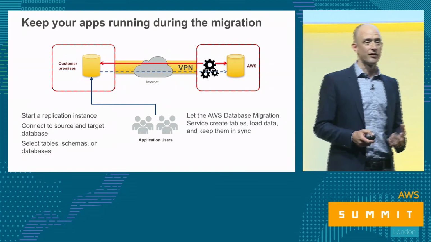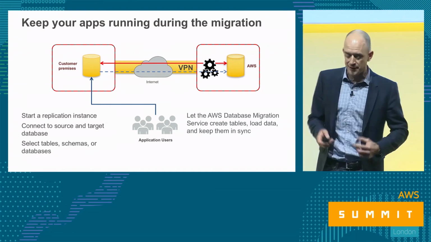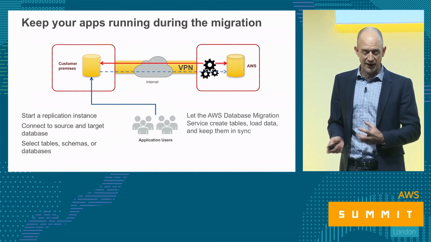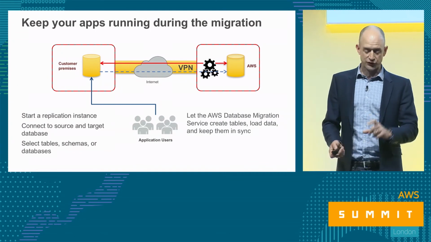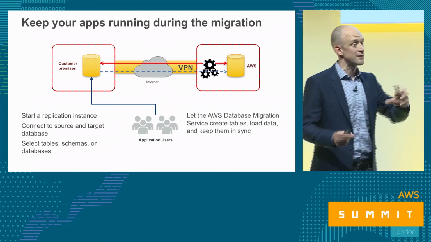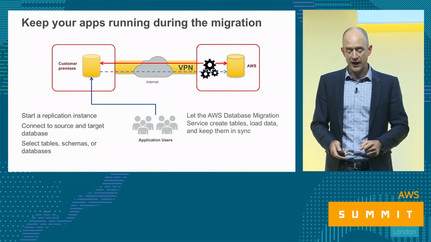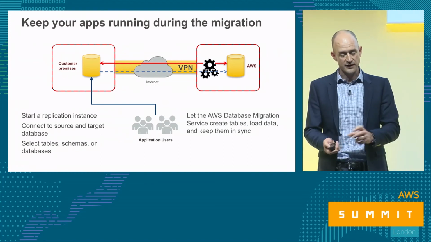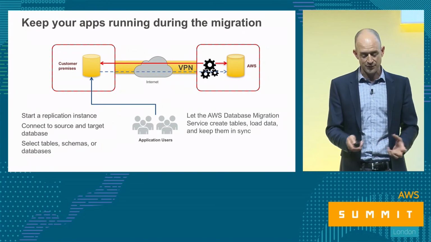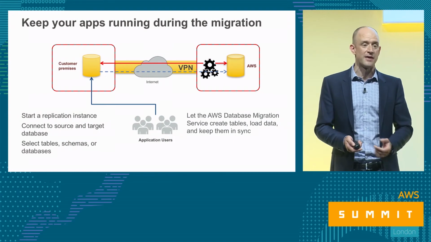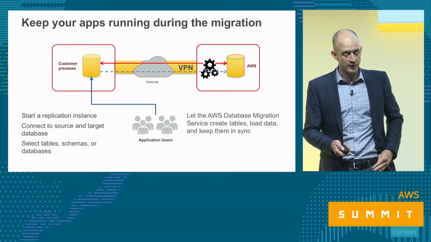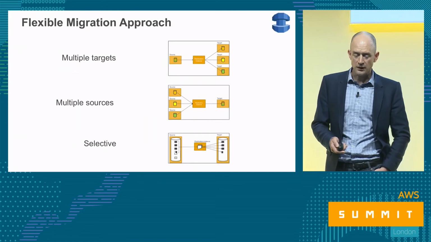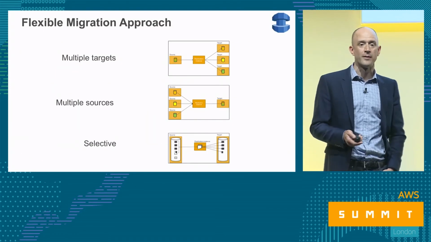Again, we talked about how the Database Migration Service keeps your applications running during the migration. So how do you do it? You start a replication instance. You connect to your source and target, select the tables and schemas that you want to replicate, and the migration service will migrate the data and copy it over to your target and keep them in sync. And you could be using VPN there, or it could be Direct Connect as the underlying connectivity. So it gives you a very flexible migration approach.